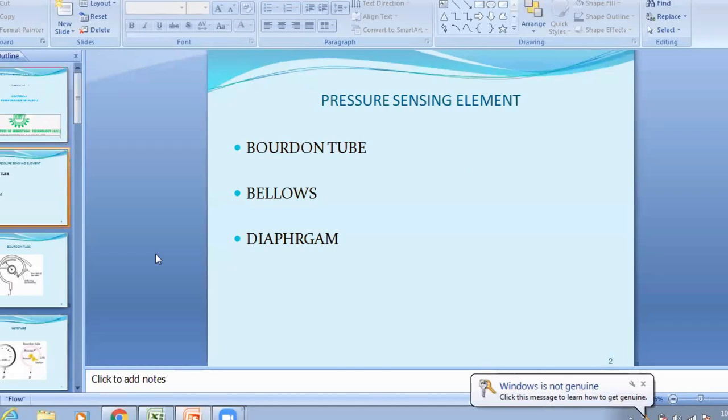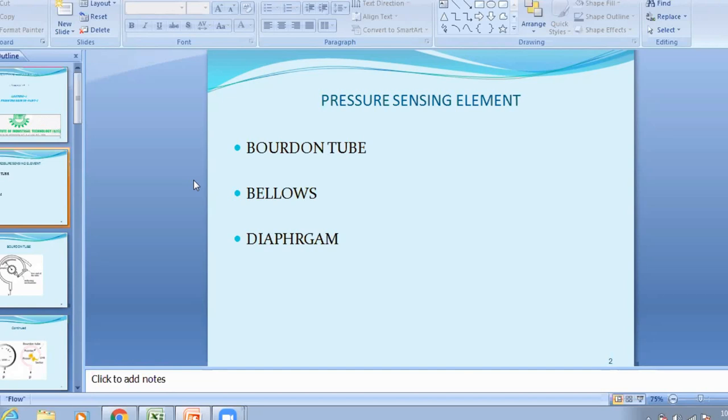So basically these three pressure sensors, the Bourdon tube, bellows, and the diaphragm, are known as elastic type pressure sensors.